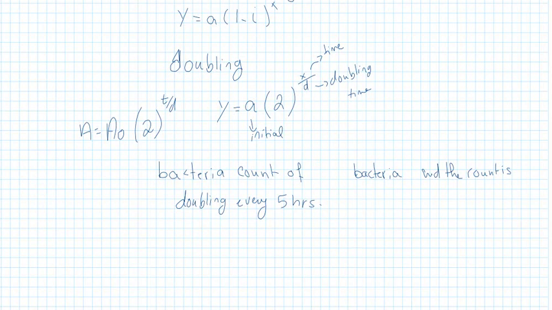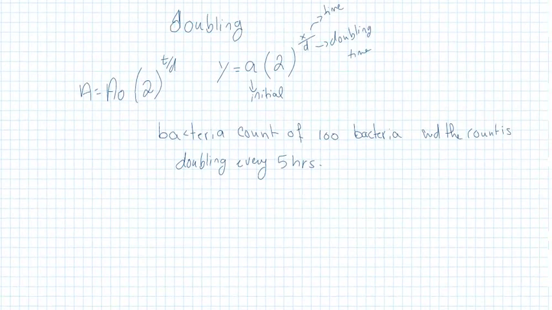So what's my initial count? 100. And that goes where? Where my A value is. Y is going to stay Y. My A value is 100. How do I know it's doubling? Because it says doubling. So this is how I know that I'm going to be using this formula, right? So it's going to be base of 2 to the power of what? 5.